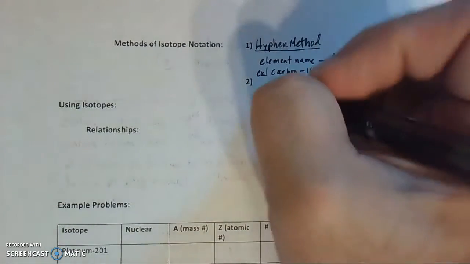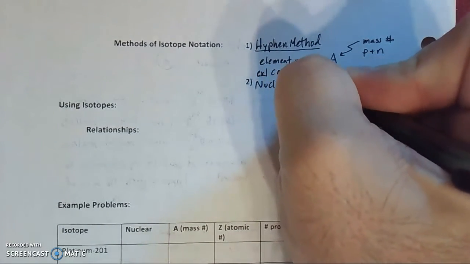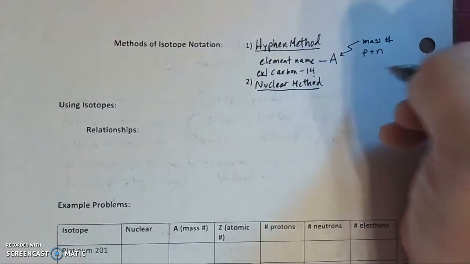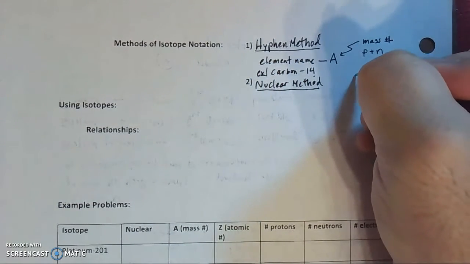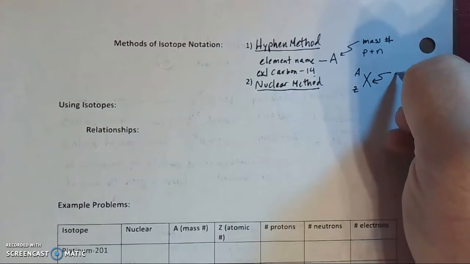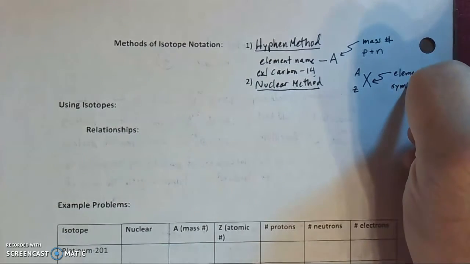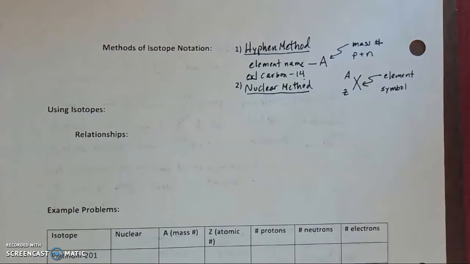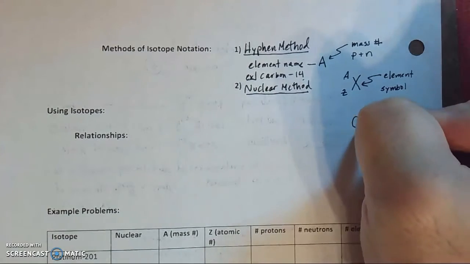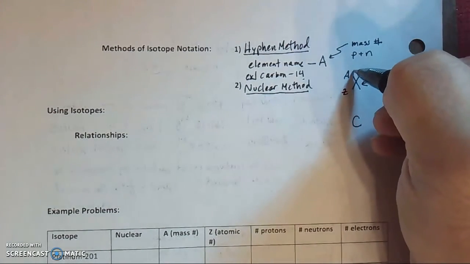The second method we're going to call the nuclear method. And this is what nuclear scientists use to denote isotopes. And this is what it looks like. So X is going to be the element symbol from the periodic table. So if we're looking at carbon, we would have C. A is our mass number.